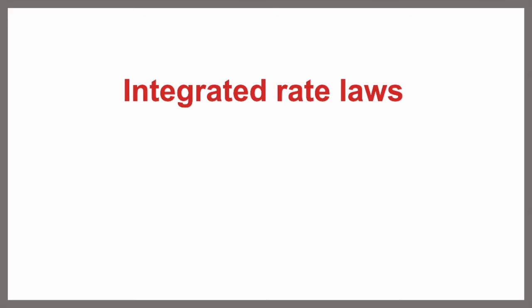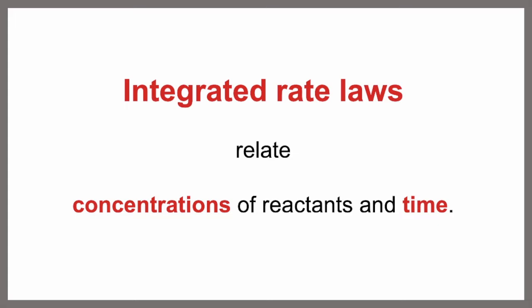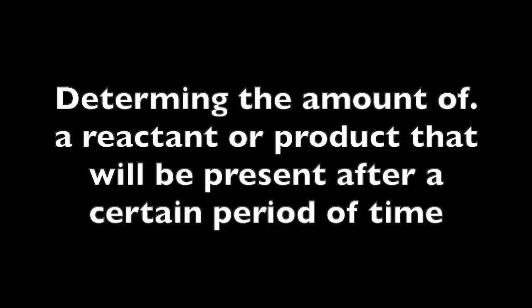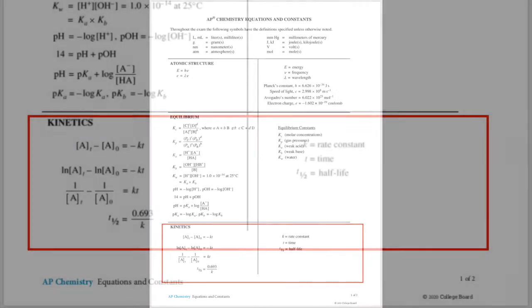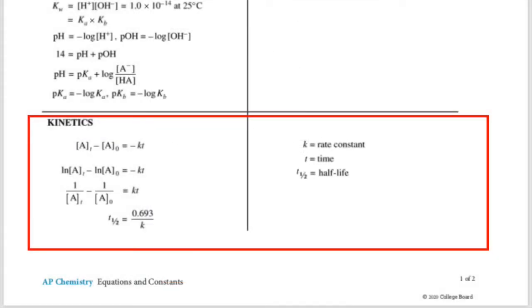Integrated rate laws, which is what we're going to talk about in this video, relate the concentrations of reactants and time. Integrated rate laws are very useful for determining the amount of a reactant or product that will be present after a certain period of time, estimating the time required for a reaction to proceed to a certain extent, or determining half-life. We'll get to that in a bit. Integrated rate laws are derived using calculus, but we don't need to do this in AP Chemistry. Our rate law equations are given to us on the AP formula sheet. Let's take a closer look at them and talk about how to use them.